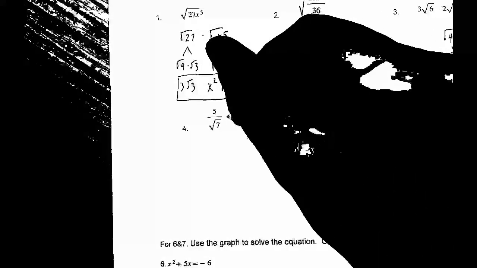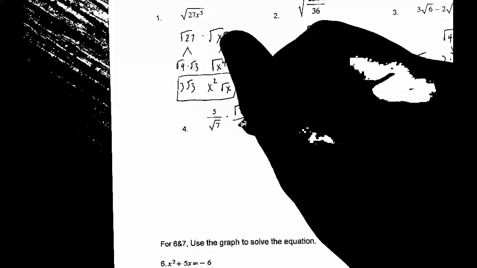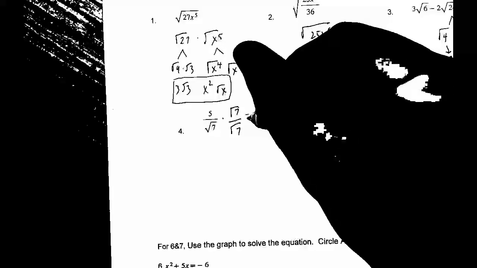All right, 4 and 5. 5 over root 7. You're not allowed to have radicals in the denominator, so we're going to go ahead and multiply by root 7 over root 7. And we're going to get 5 root 7 over 7. And that's it. That's all I can do there.